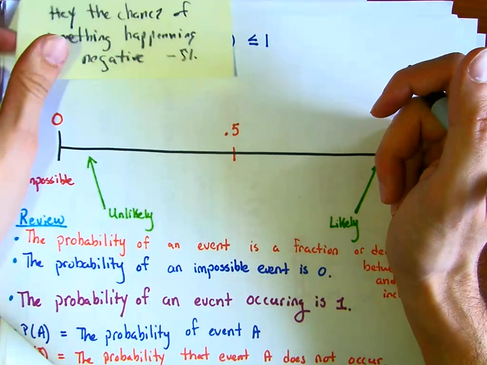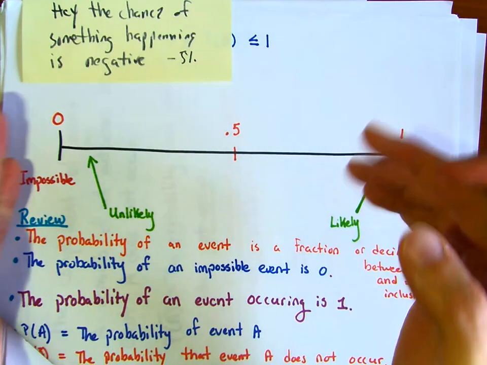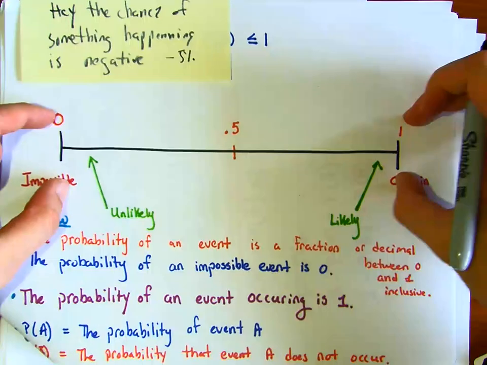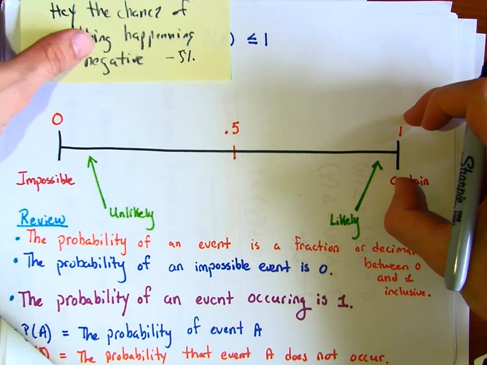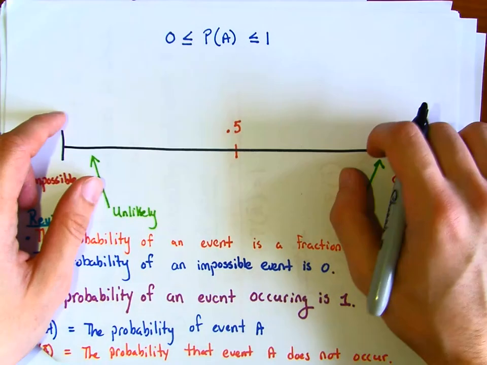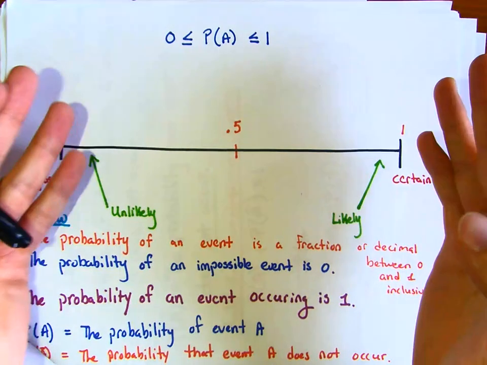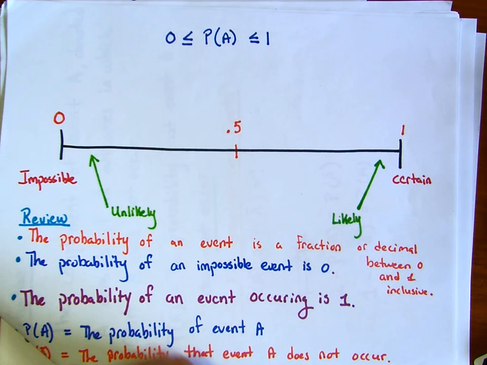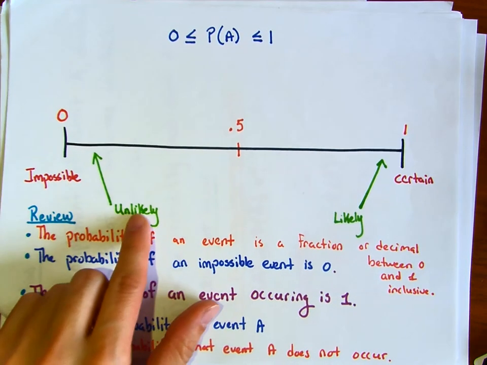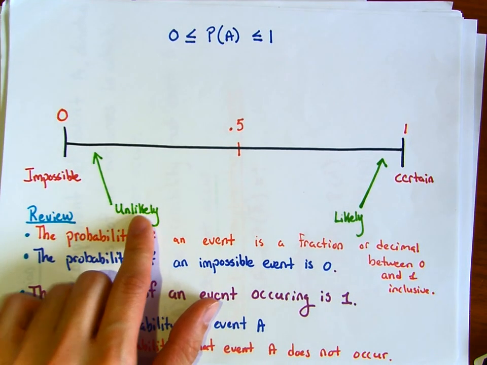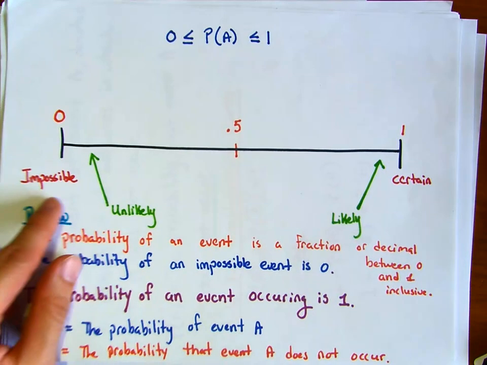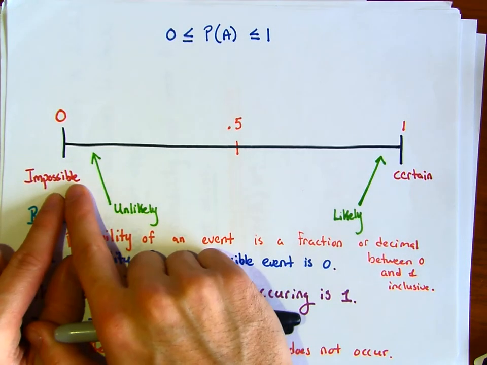So when we talk about probability, the event of something occurring has to be between 0 and 1. This is the range for which we have, okay? If you have something close to 0, we're going to say it is unlikely. If your probability is 0, it's impossible.